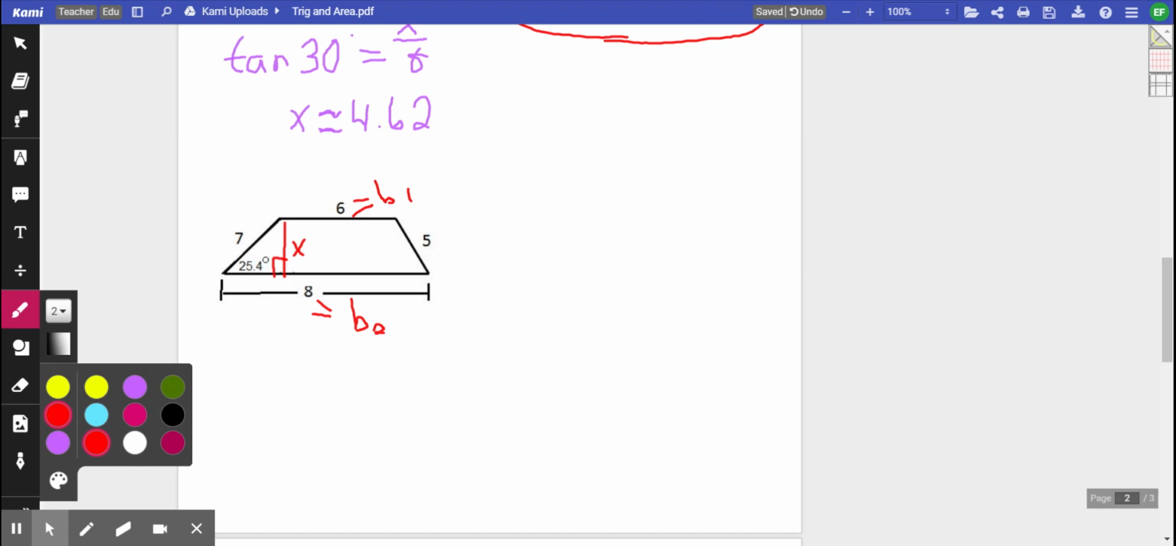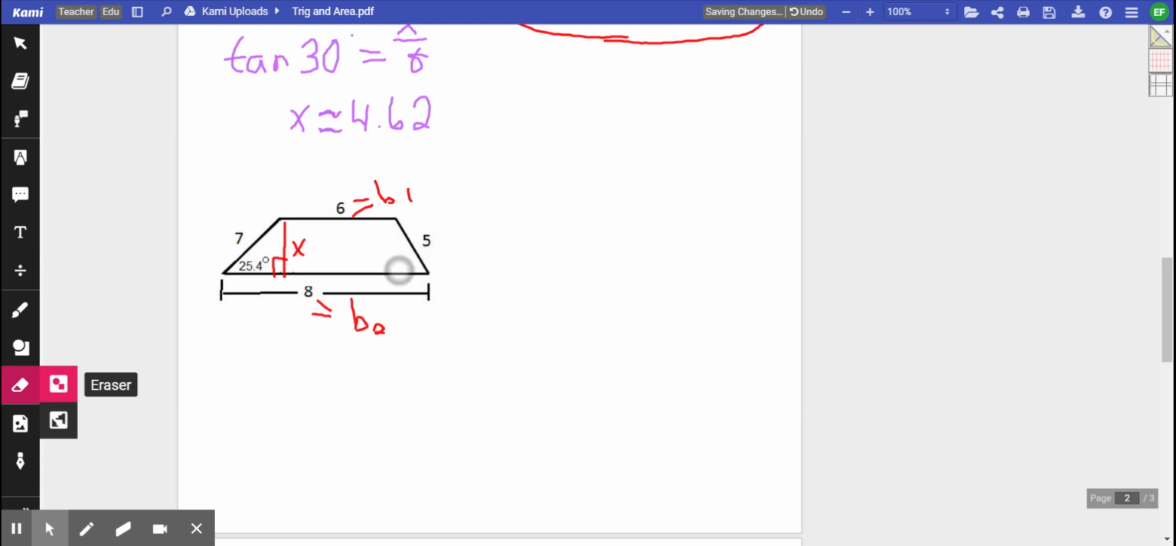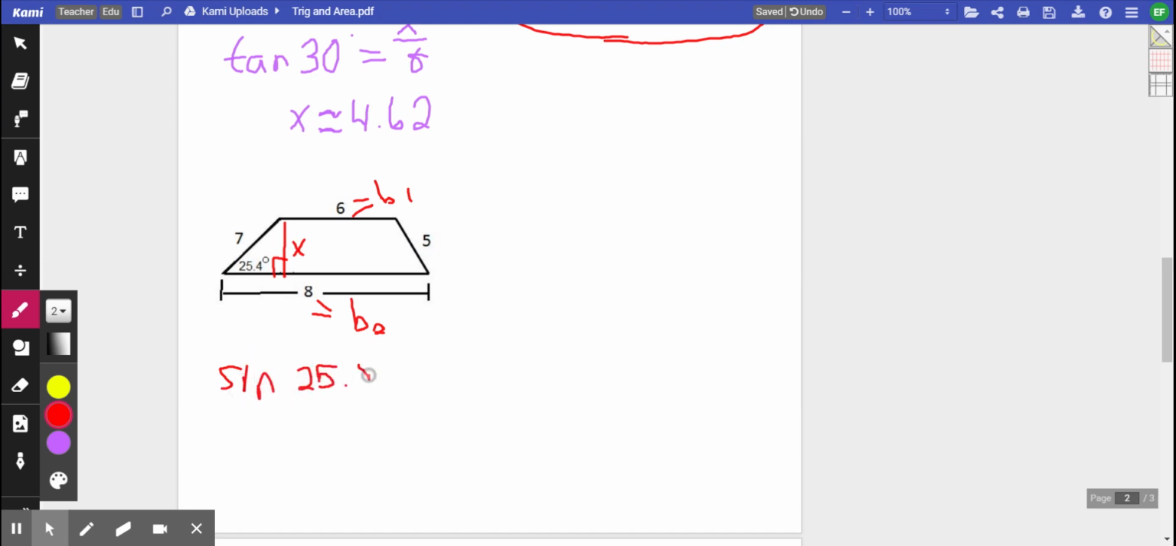So if we're looking, and note, you can draw it on the other side, right? It's just we don't know what the angle is here. So it doesn't really help us to do that. We're just going to draw the height on the left side because we know what that angle is. So if we use a little bit of trigonometry there, it looks like a sine ratio. So sine of 25.4 is equal to x over 7. And in the calculator, it looks like the height of this trapezoid is going to be about 3.